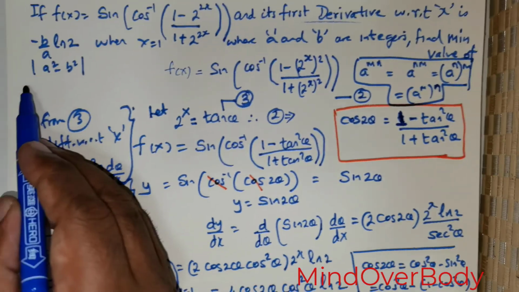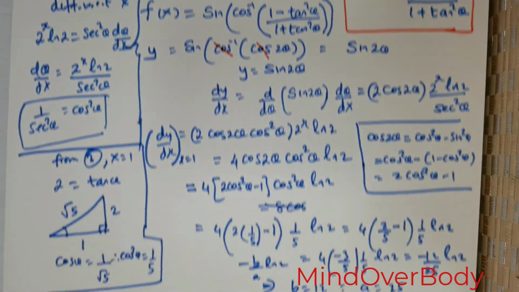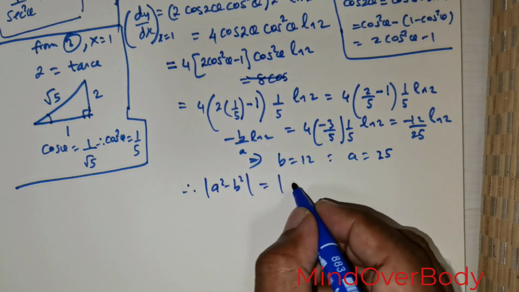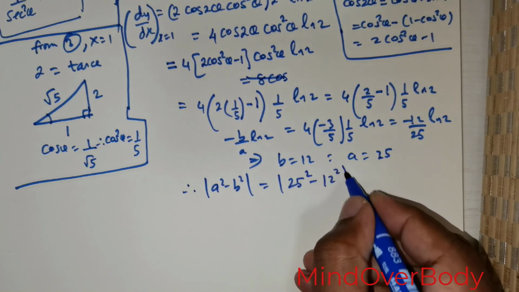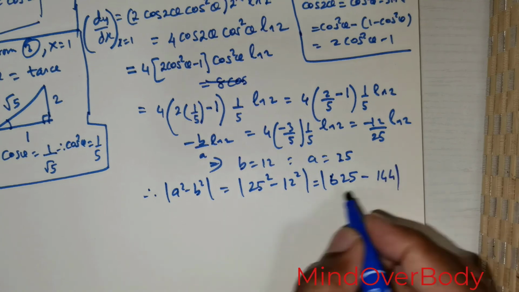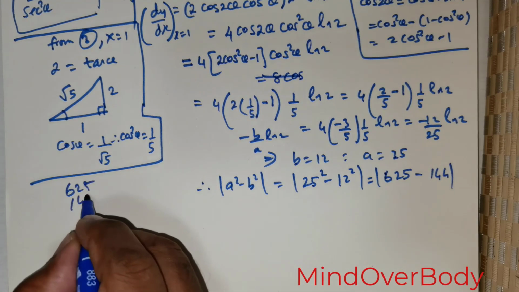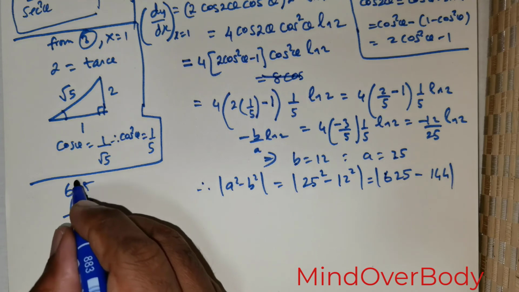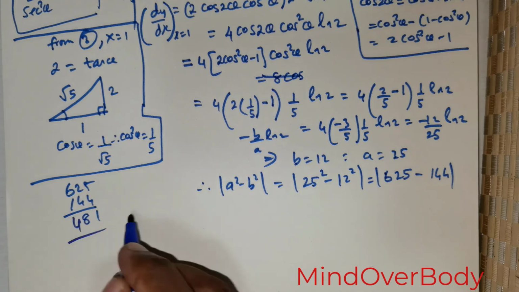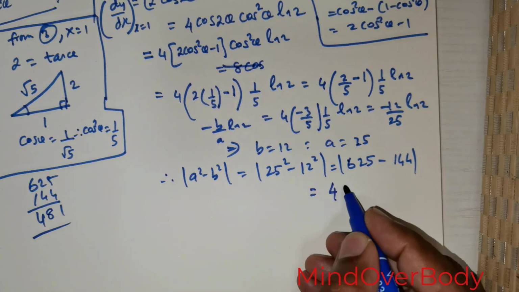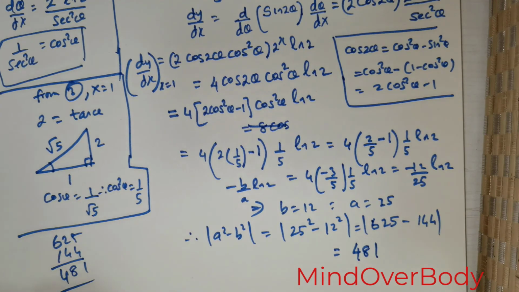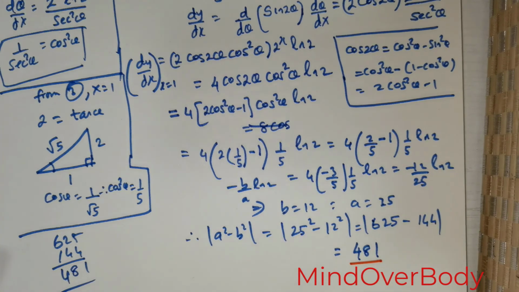We are expected to find the value of modulus of a squared negative b squared. So therefore modulus of a squared negative b squared is equal to modulus of 25 squared negative 12 squared, which is 625 negative 144. So 625 minus 144, I get a 1, and this is going to be 12, and I get 8 and 5, 481, right? So the solution is going to be 481, and that is a good place for us to draw the red line.